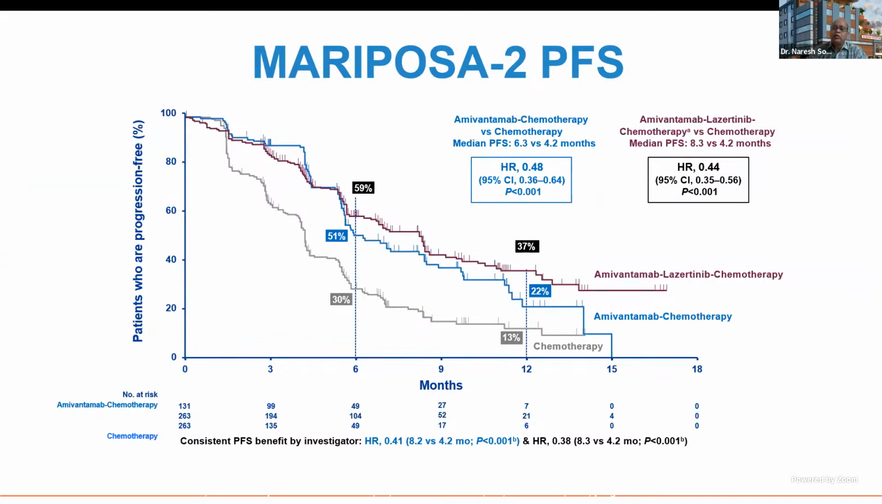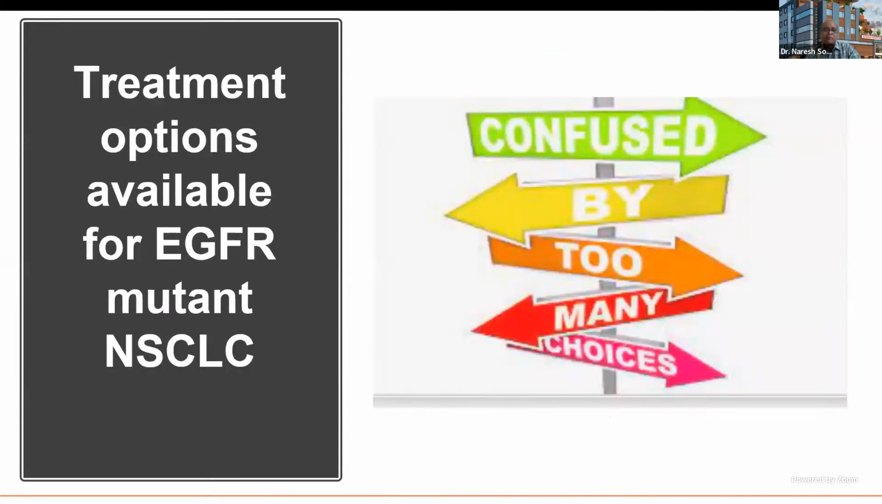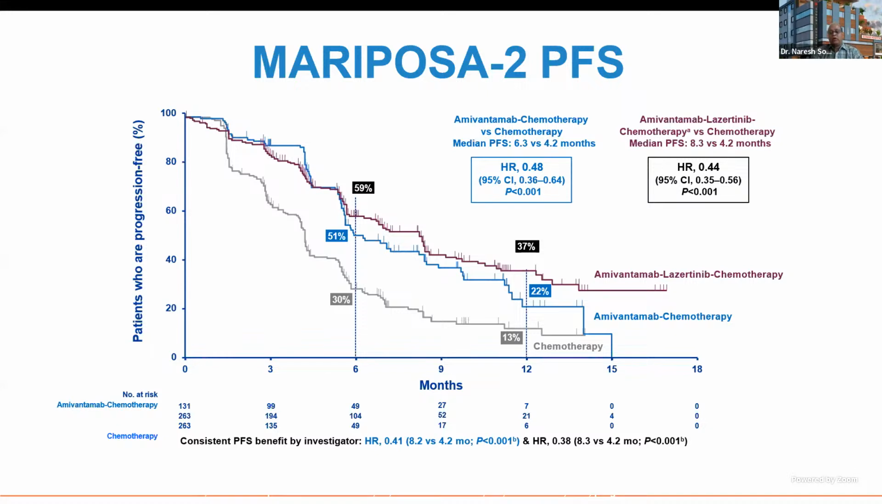So MARIPOSA-2 PFS, if we look at it, it is amivantamab plus chemotherapy versus chemotherapy. There is a difference in the outcome. Similarly, there is a difference in amivantamab plus lazertinib plus chemotherapy versus amivantamab plus chemotherapy versus chemotherapy. But it's a toxic protocol.